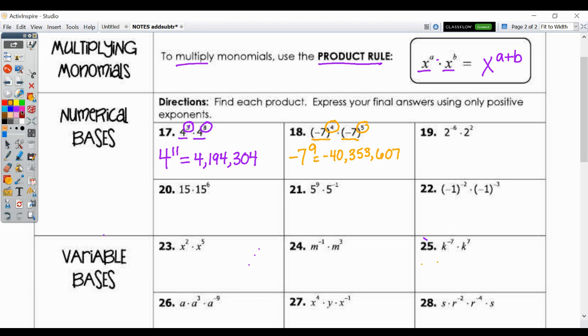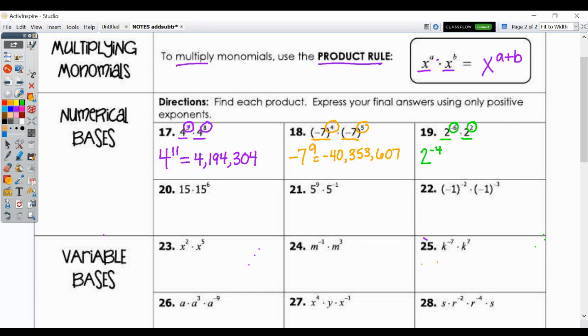Okay, let's look at number 19. Let me do it the way I'm doing it. I have 2 to the negative 6 times 2 to the second. So my base is going to be 2. And then I add my exponents. Negative 6 plus 2 is going to be to the negative 4.